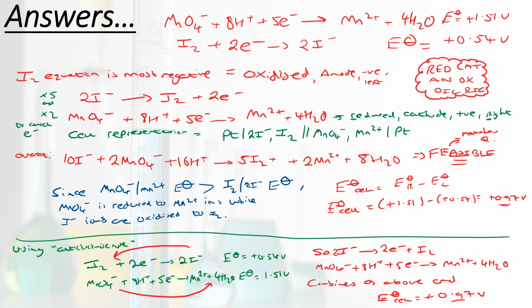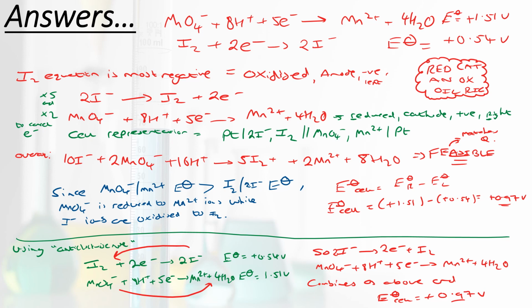We can then calculate our E cell value. Remember that our E cell for this is the right minus the left. Our right is the cathode, where the reduction has taken place. The left is the anode, where the oxidation has taken place. And so our E cell value here is plus 1.51 minus plus 0.54. Remember that doing it this way around always gives us a positive E cell value, and it comes out to be positive 0.97 volts. So again, remember, a positive E cell value means it's the feasible equation. And because the equation that we've written down matches the one in the question, it's a feasible reaction.